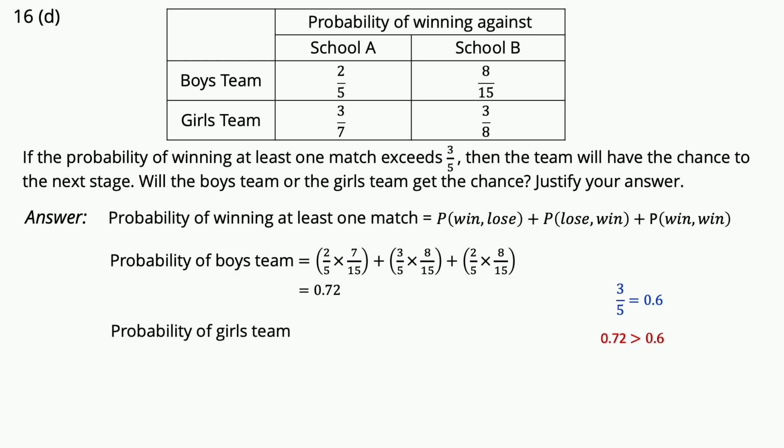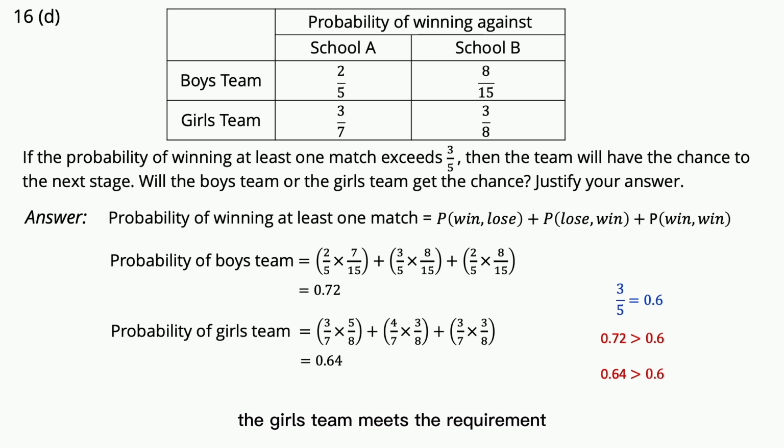Calculate the probability for the girls' team. Win 3/7, lose 1 minus 3/8, so 3/7 times 5/8. Lose 1 minus 3/7, win 3/8, so 4/7 times 3/8. Win 3/7, win 3/8, so 3/7 times 3/8. Add up the fractions. The calculated result is 0.64. 0.64 is greater than 0.6. The girls' team meets the requirement.